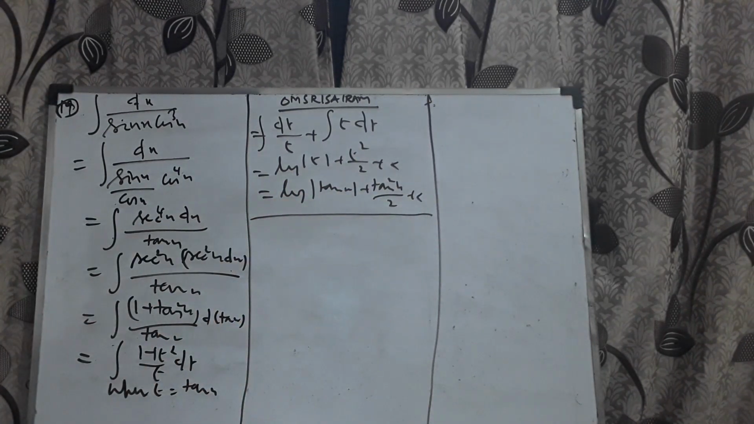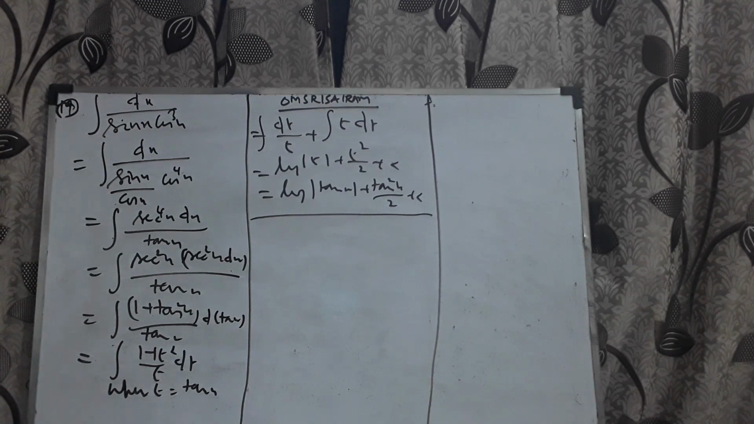Let me just check the whole answer. Integral dx by sin x into cos cube x, that is the question given to you. I mean to say, multiply and divide by cos x in the denominator. Now the denominator becomes tan x. This cos power 4x is taken to the numerator and written as secant power 4x. This secant power 4x can be written as secant square x and secant square x dx. This is nothing but (1 plus tan square x) into d of tan x by tan x.